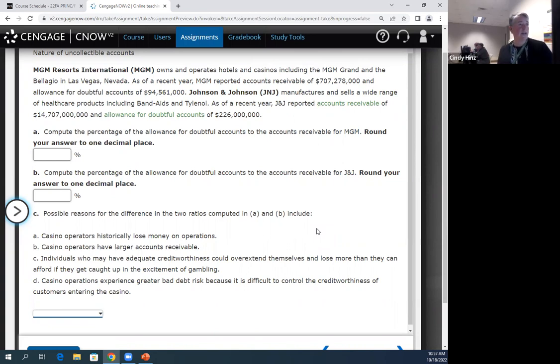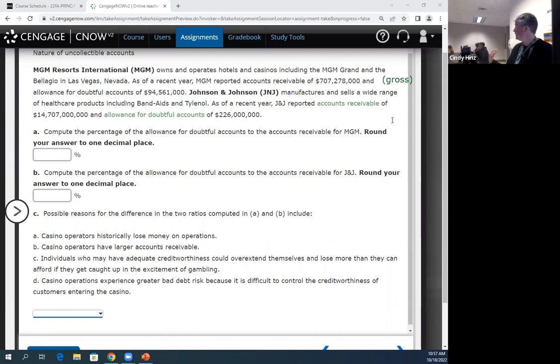So MGM Resorts International owns and operates hotels and casinos, including the MGM Grand and the Bellagio in Las Vegas, Nevada. As of a recent year, MGM reported accounts receivable of $707,278,000. I'm going to make a comment about that. I'm going to put a word over here at the edge. That is what is known as their gross accounts receivable. And gross in this context, gross in the accounting context means total. So that $707 million and change is how much they are owed in total.